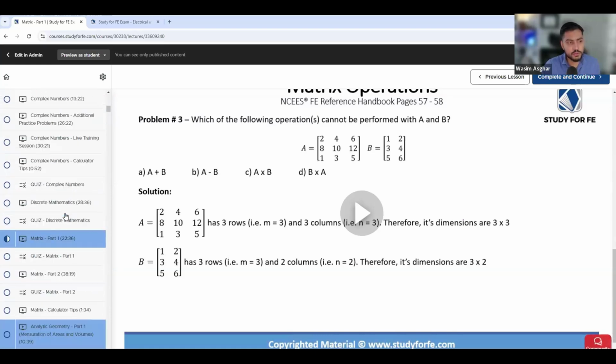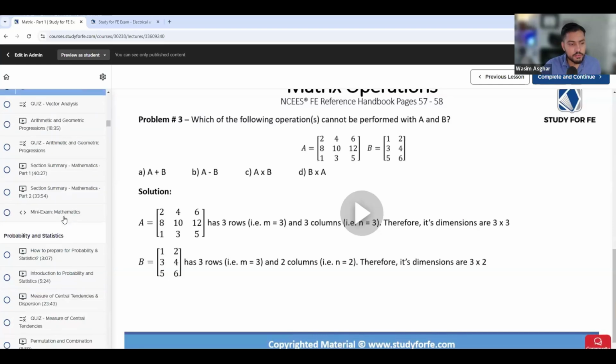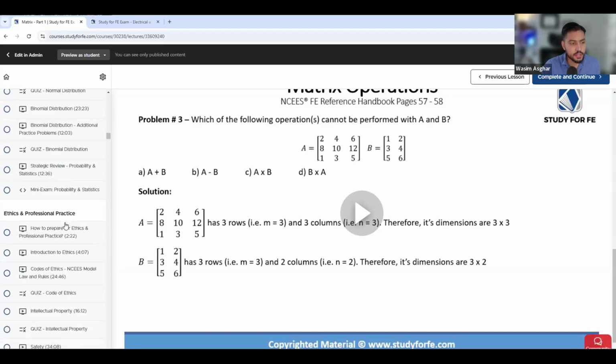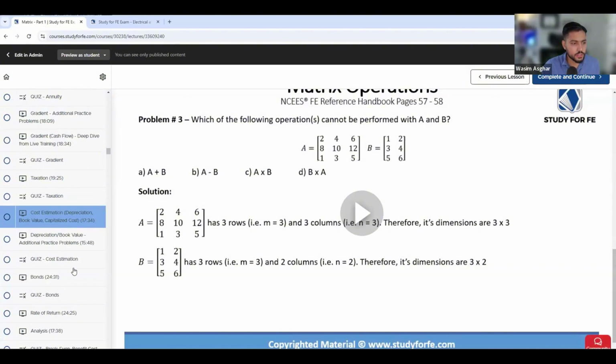So even if you've been out of school for a long time, you can very easily catch up on this and refresh your knowledge in detail. Then you have probability, then you have ethics, and you have econ, and so on and so forth.